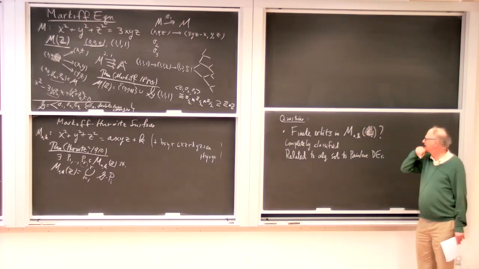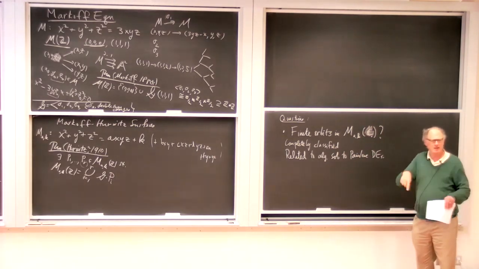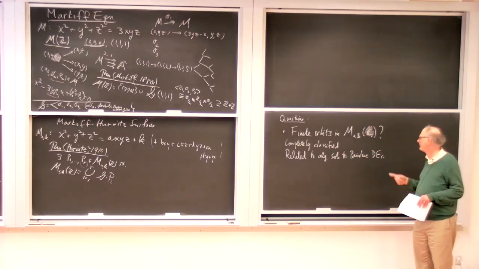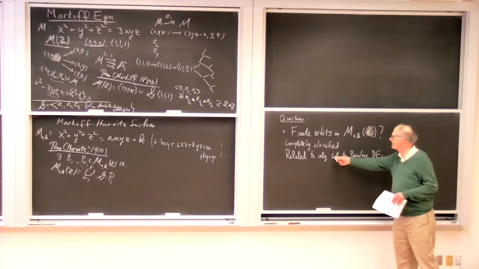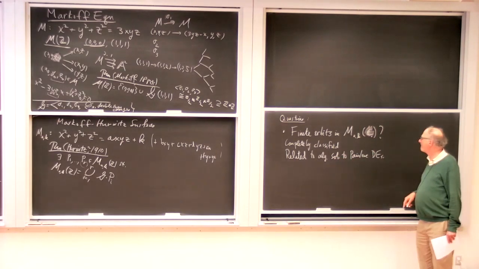Somehow these finite orbits describe certain monodromy groups related to the algebraic solutions in algebraic functions. So that's kind of cool.